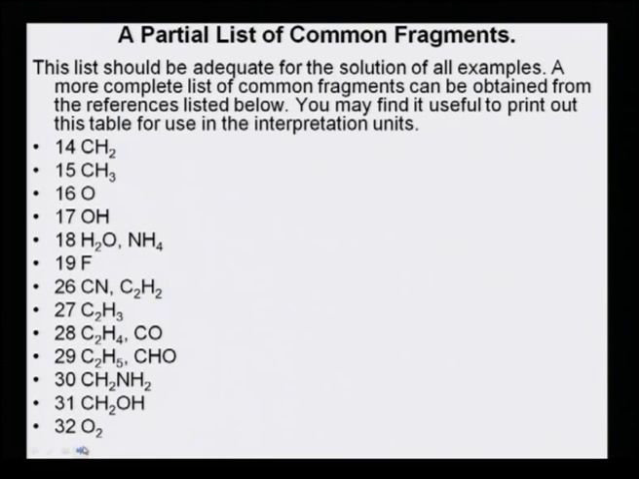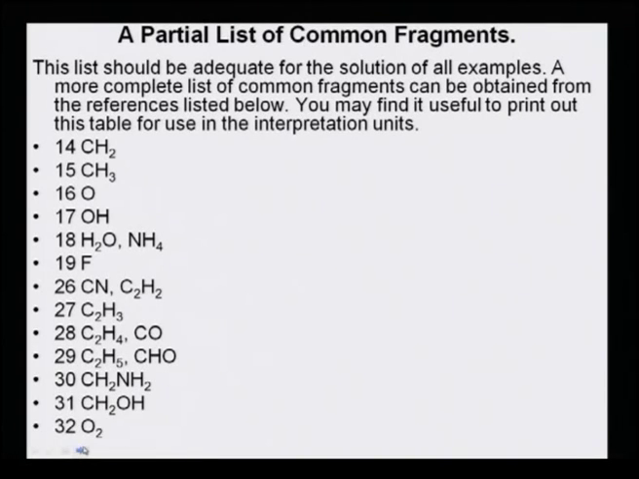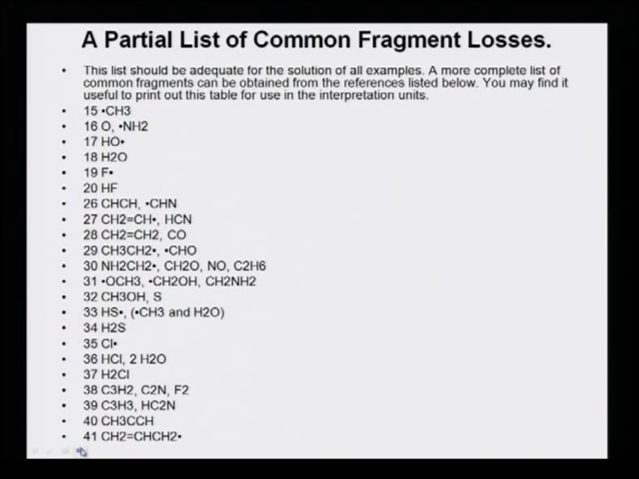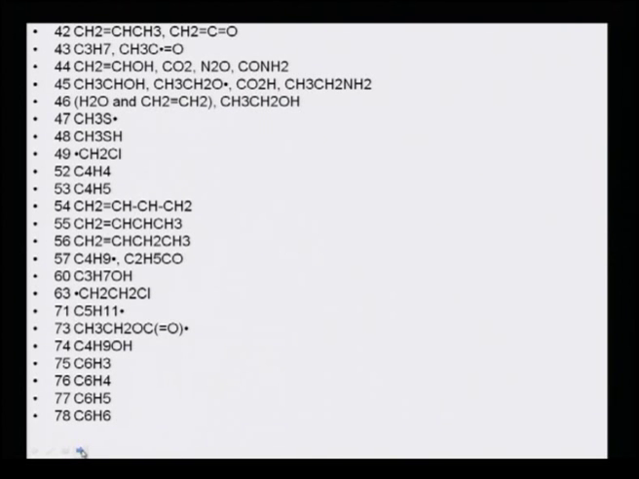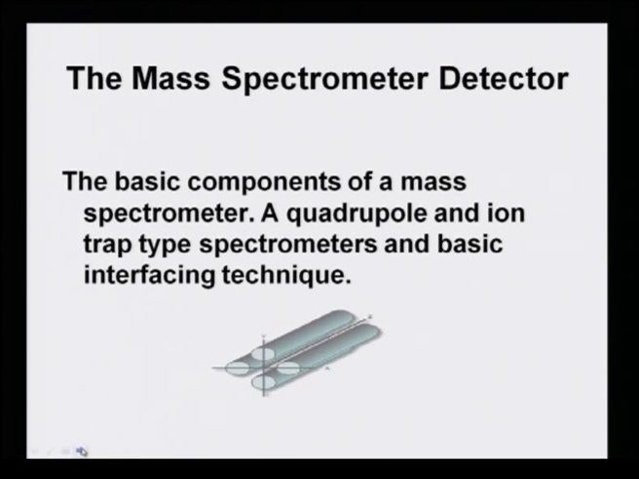So, if one finds that there is a loss of a fragment of 18, one could expect that either ammonium has been lost from the molecule, or water must have come out of the molecule. Similarly, if there is a loss of 26, one could expect a cyanide loss or an acetylenic loss and so on. Now, the partial list can go on and on, but to bring to your attention, I would just spend a little time on the mass spectrometer detector.